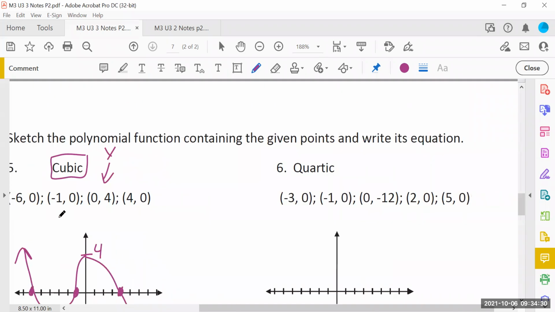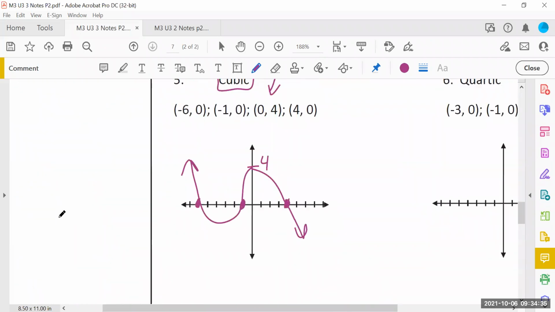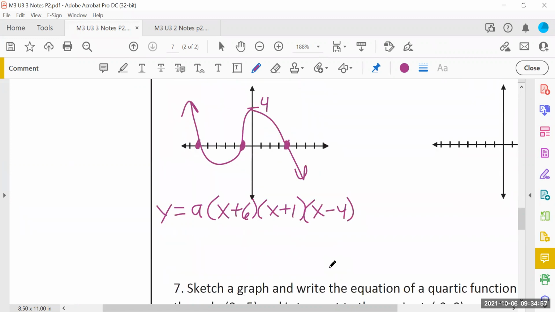Now it says, write its equation. So we're going to do the exact same thing we did before, but with this new graph that we just made. So my x-intercepts go into factors. Y equals a times x plus 6 times x plus 1 times x minus 4. There's my generic equation. Now I'm going to solve for a using the y-intercept.